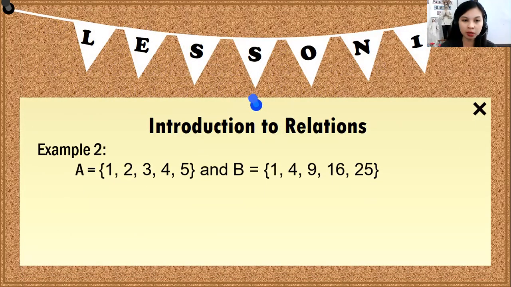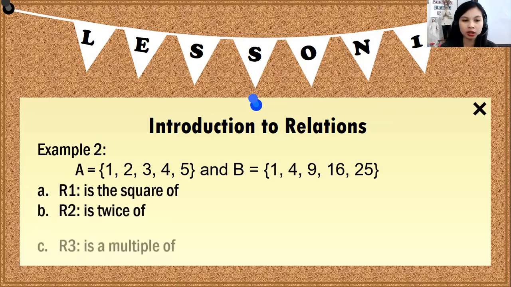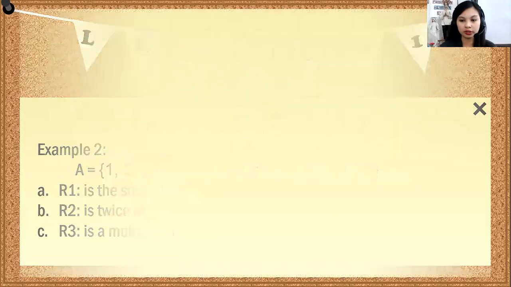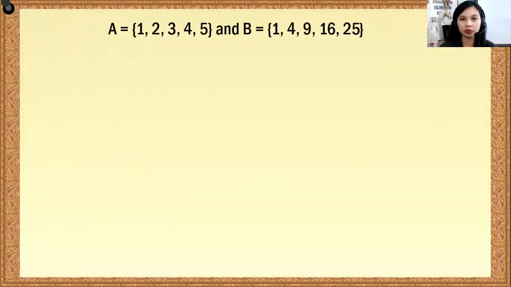we have these elements of A, 1, 2, 3, 4, 5. For the set B naman, the elements are 1, 4, 9, 16, and 25. Okay, so these are the three things we should find. So, yung tatlong set na dapat nating mabuo. So, let's start with the R1. Ayan yung given.